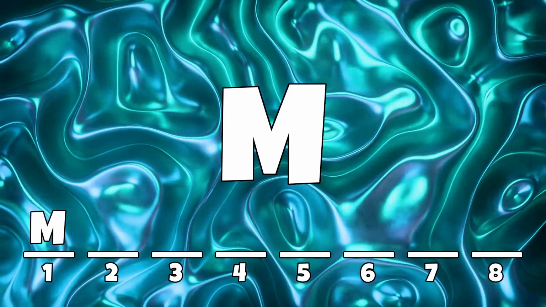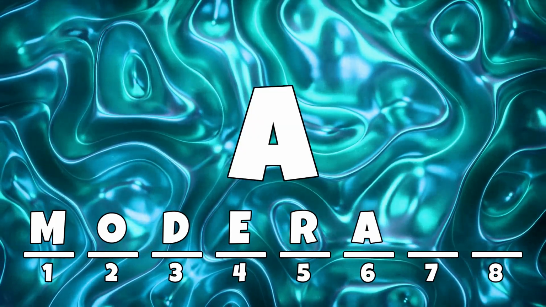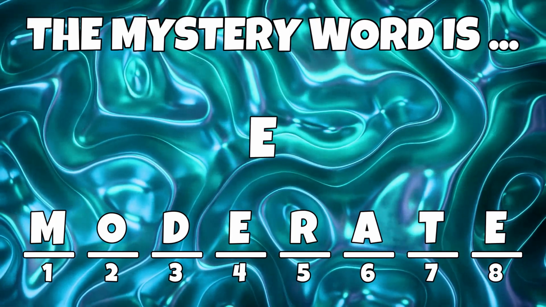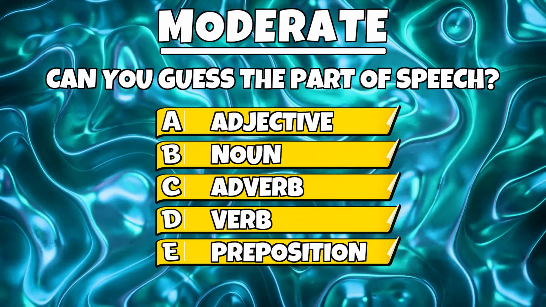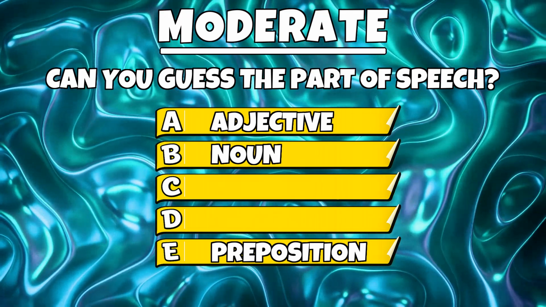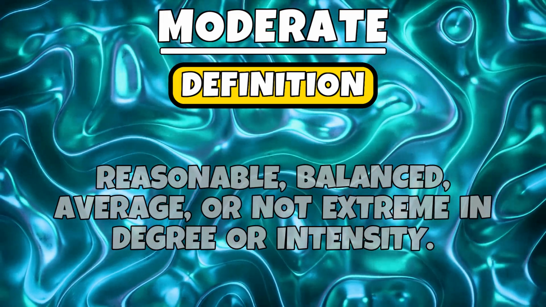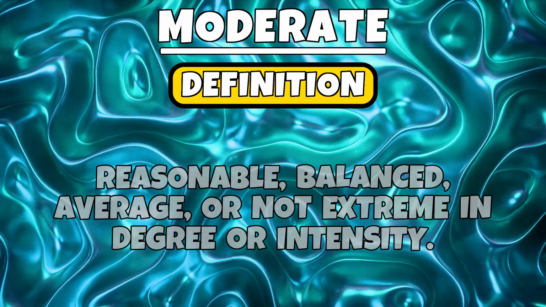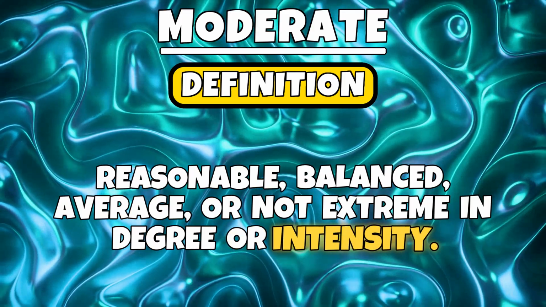I'm thinking of a word that is 8 letters long. Let's spell the word. M-O-D-E-R-A-T-E. The 8-letter word I was thinking of was moderate. Can you guess what part of speech moderate is? Moderate is an adjective. Here is the definition of the word moderate. Reasonable, balanced, average, or not extreme in degree or intensity.